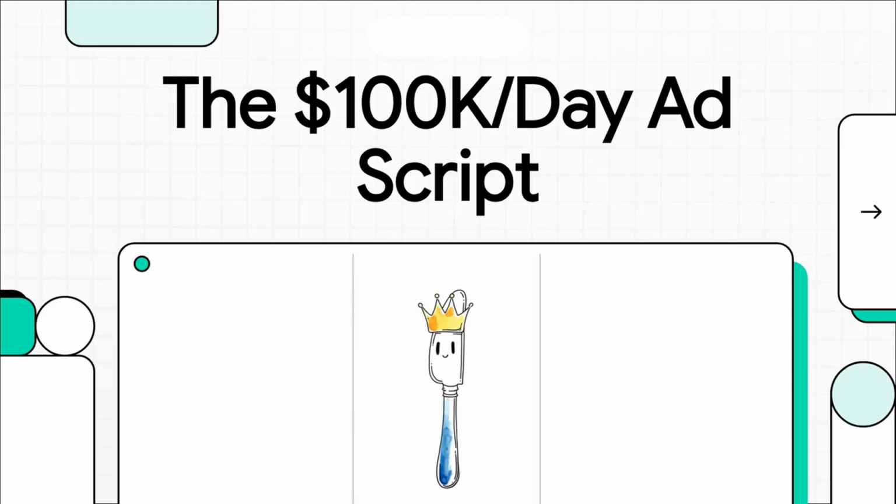All right, today we're going to break down a brutally effective ad script framework. I'm talking about a 6-step formula that has just generated some absolutely insane results. So if you really want your ads to work, and I mean really work at scale, this is for you. Let's just dive right in.